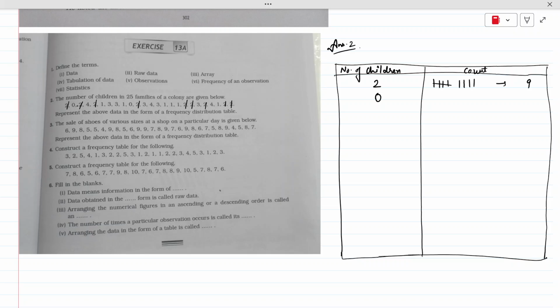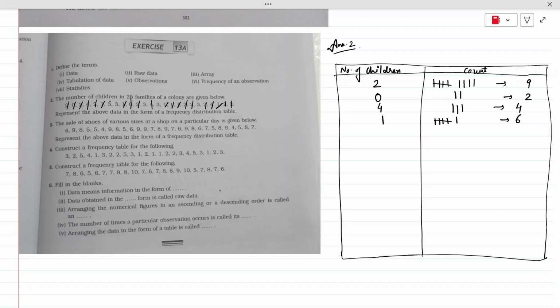Okay, next we have 0. The families with no children are 1, 2. So there are 2 families with no children, so this is 2. Next we have 4. With 4 it is 1, 2, 3. So there are 3 families with 4 children. Next one we have 1. So this is 1, 2, 3, 4, 5, 6. So for 1 there are 6.